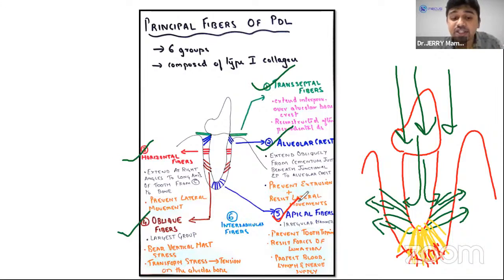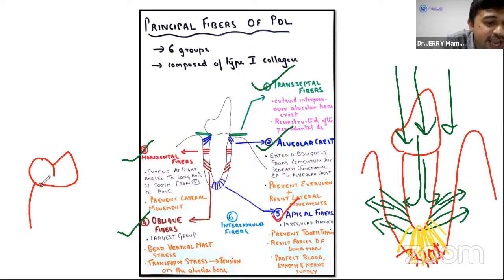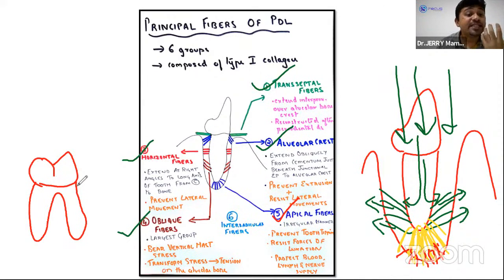And the last one is your interradicular fibers. Where do we see interradicular fibers? Like, okay, molars. Why did you say molar? What is so special about molar? Somebody said multi-rooted teeth. Very good, multi-rooted, in the furcation area. Exactly. We studied in the last class about different types of furcation defects, everything. So it is seen in the furcation area.